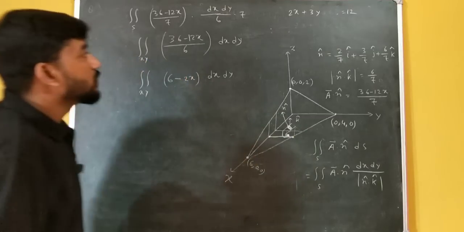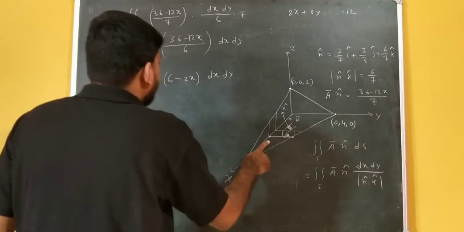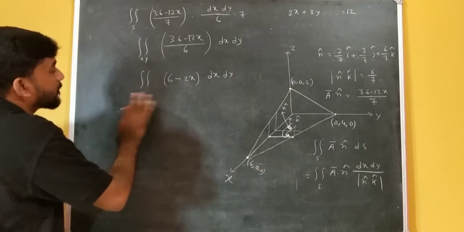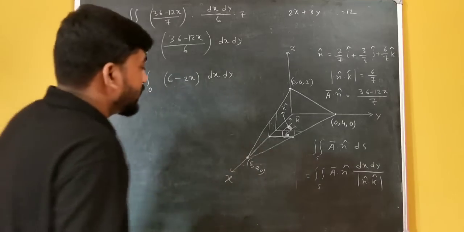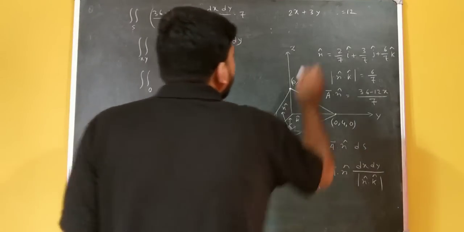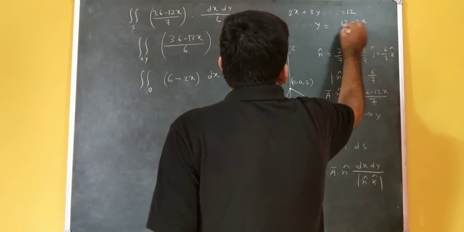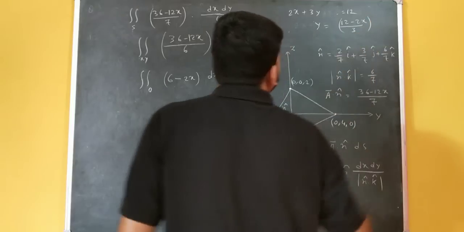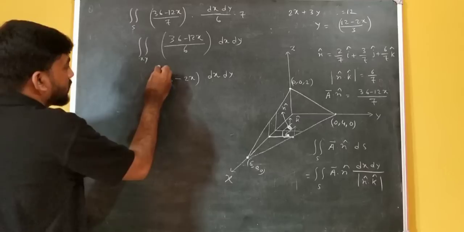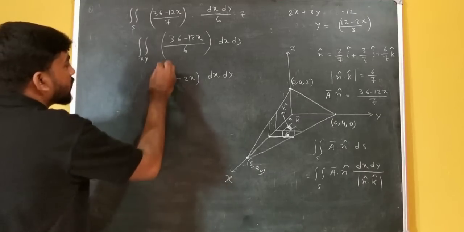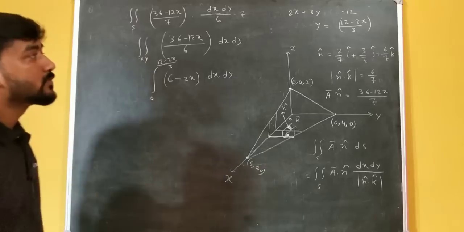Okay, so what will be the limit of y? So y will be, initial limit will be 0, so if you put the limit of y, then y is equal to first 0, and finally it will go from 0 to y is equal to 12 minus 2x divided by 3. So this is the upper limit of y, so it will be just 0 to 12 minus 2x by 3. This is the limit of y.